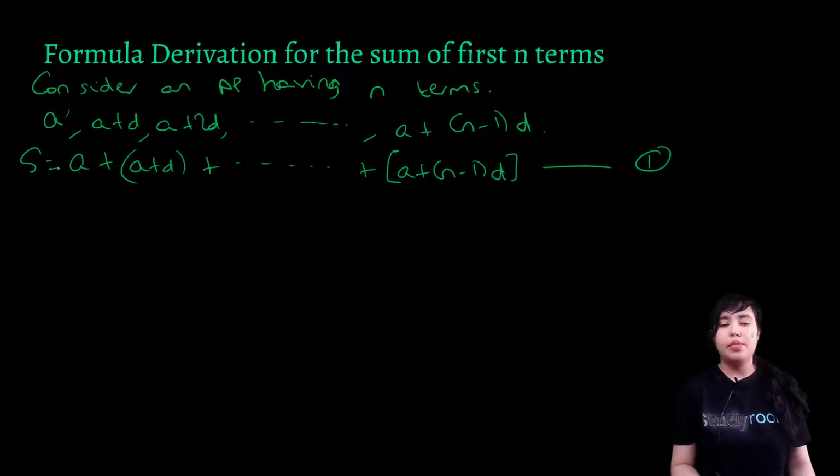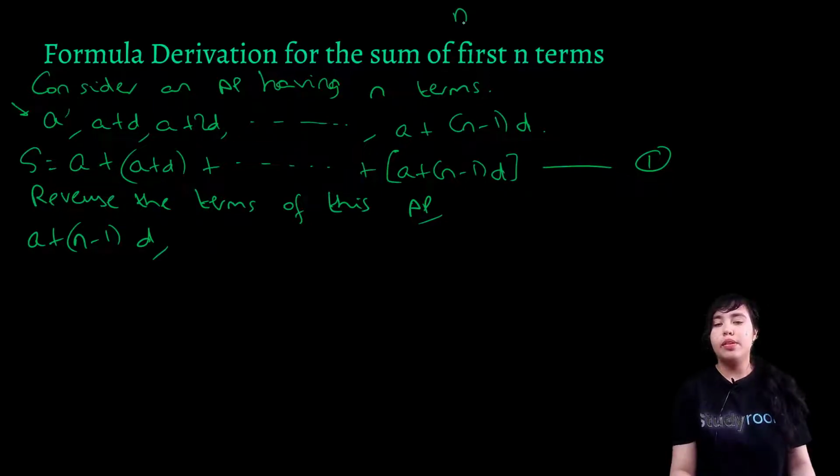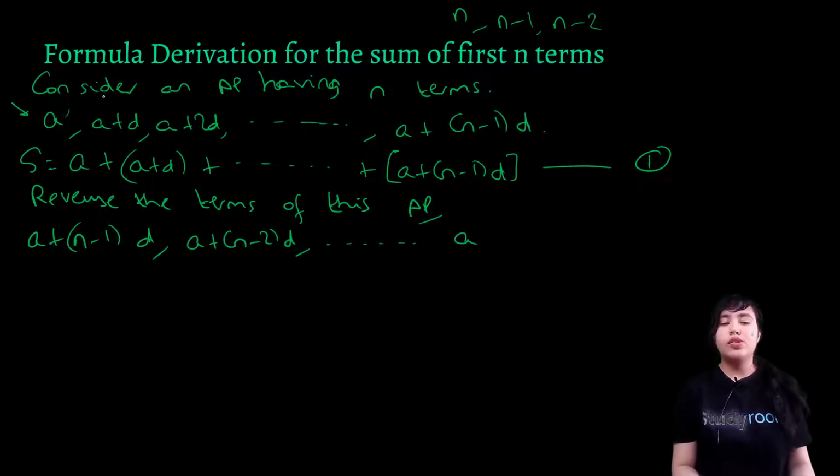Make this equation number 1. Then reverse the terms of the AP. So now A plus n minus 1 into D will come first. Now what will be before this? We have the nth term, before that comes the n minus 1th term, and before that the n minus 2th. So here we will have A plus n minus 2 into D. Remember, we are going in reverse order. This goes on till the first term, which becomes the last term on reversal. So the last term here is A.